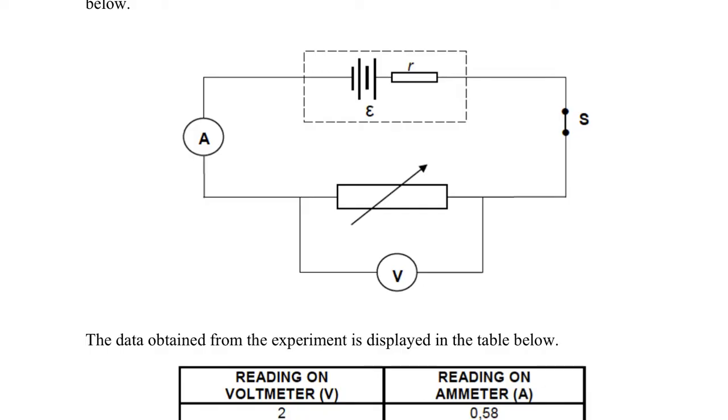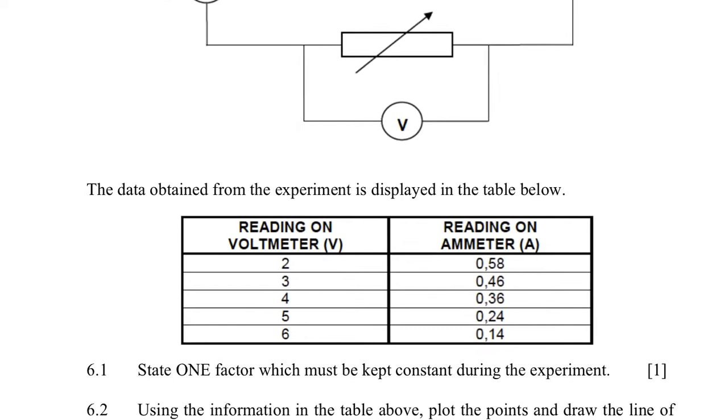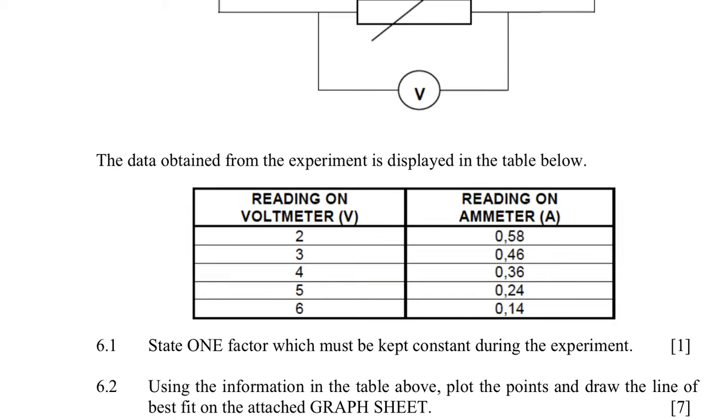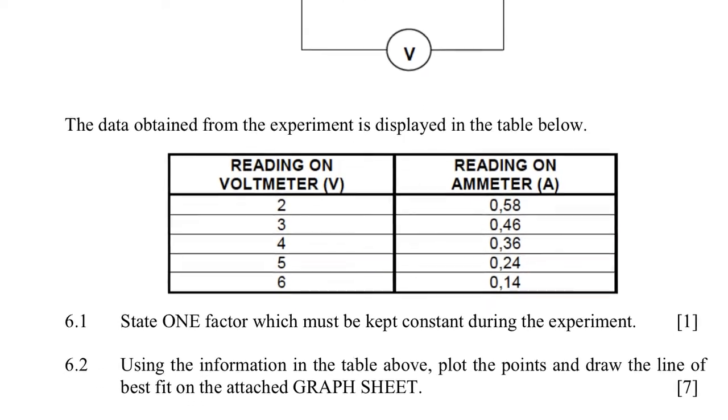Now when we have this setup, when we vary the rheostat, you're going to see that the voltmeter and ammeter readings, when they are plotted, are going to produce a graph that is going to look very different to the one that we drew in the previous video lesson. It's not going to look like it is directly an Ohm's law graph, but we'll soon enough see that. So the data obtained from the experiment is displayed in the table below.